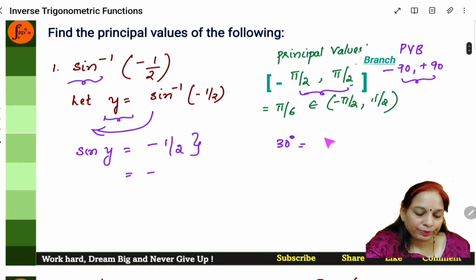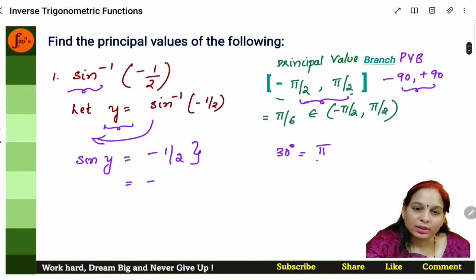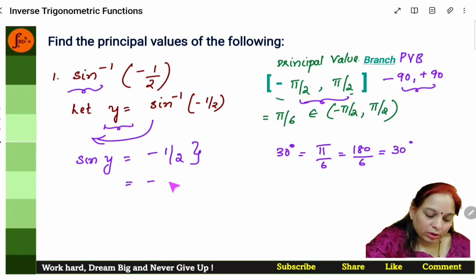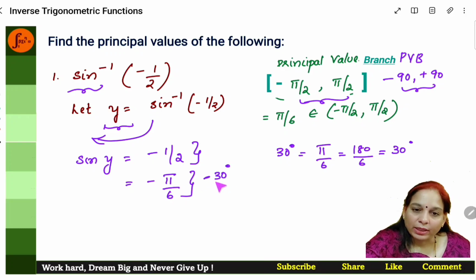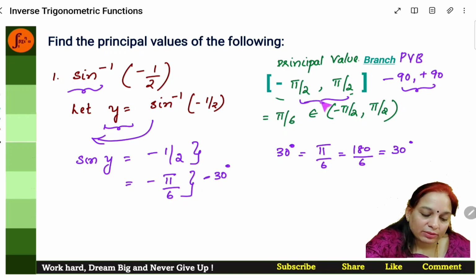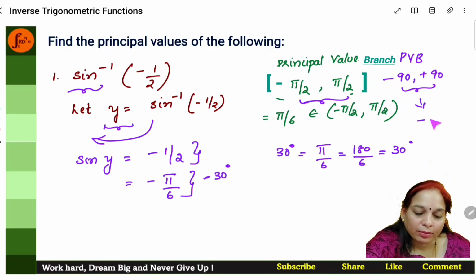What is 30 degrees? It's pi by 6. Pi by 6 is 180 by 6, which is 30 degrees. Now, you take this minus and just put minus as it is, because in this range, you can have negative values also. Minus pi by 6 is minus 30 degrees. Minus 30 is within this range, from minus 90 to plus 90.